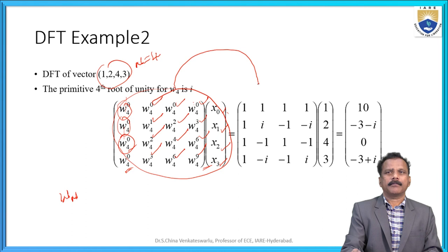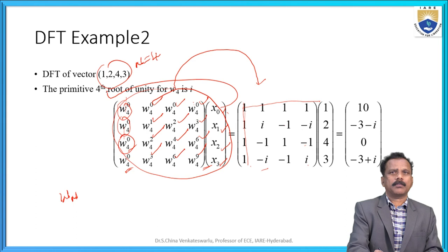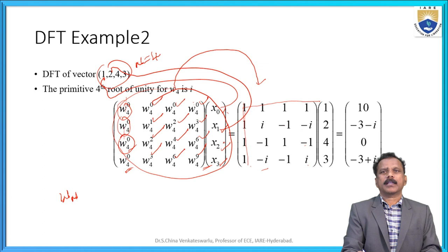So this one is nothing but all 1's, this side all 1's, here it is all 1's. Next, 1, I, minus 1, minus I. According to this value, 1, minus 1, 1, minus I, minus 1, I. Here x of 0 is equal to 1, x of 1 is 2, x of 2 is 4, and x of 3 is 3.